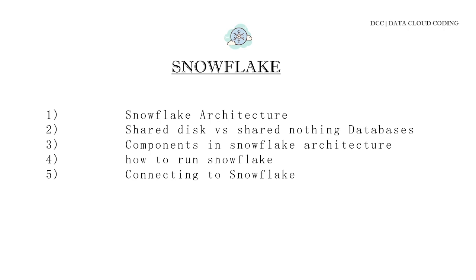Okay, so that was it on the Snowflake architecture lecture. We got a little more deep. The points we discussed: we had a look at the Snowflake architecture. Then we had an introduction to the shared disk versus shared nothing database. We saw the components in the Snowflake architecture, the three major components. Then we had a look at how to run Snowflake and also how to connect to Snowflake.